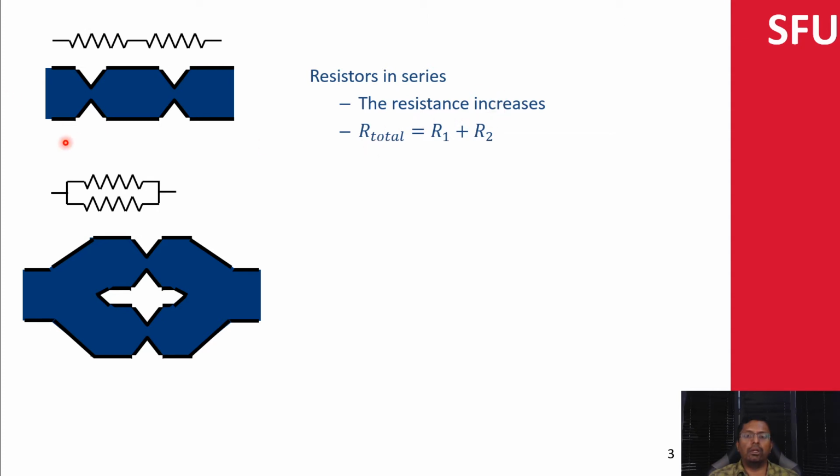So the total or the effective resistance between this point and this point is going to be R1 plus R2, where R1 and R2 are the individual resistances. This is R1, this is R2. Total resistance is going to be R1 plus R2.